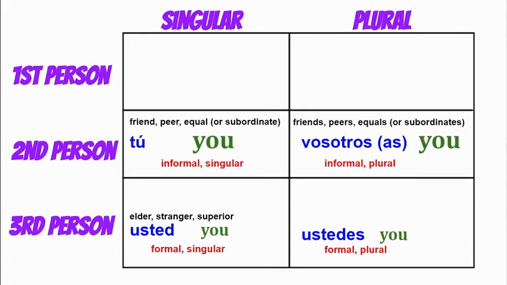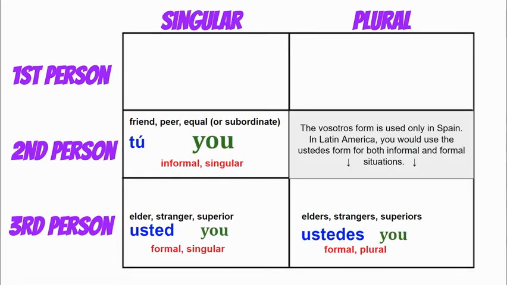This is what you would use when you're addressing a group, like when you want to say, ladies and gentlemen, I would like to welcome all of you to this event. It's for when you're talking to a group of people who are elders, strangers, superiors to you. It's for when you're trying to be extra polite. The vosotros form is used only in Spain. In Latin America, you would use the ustedes form for both informal and formal situations.